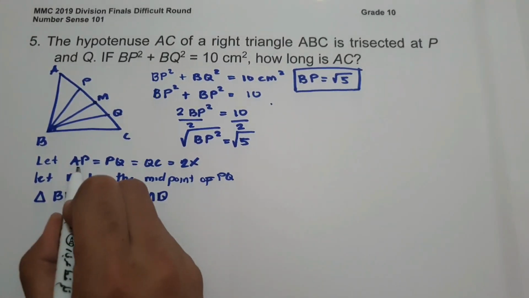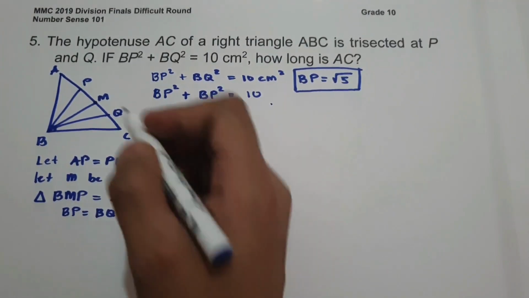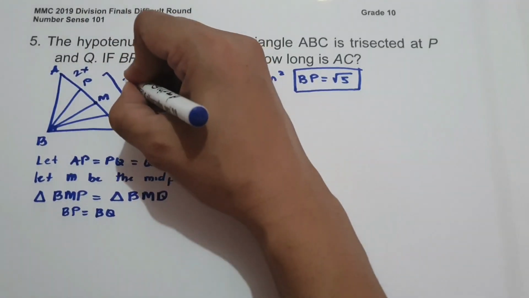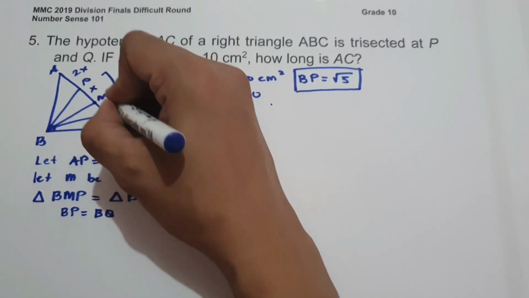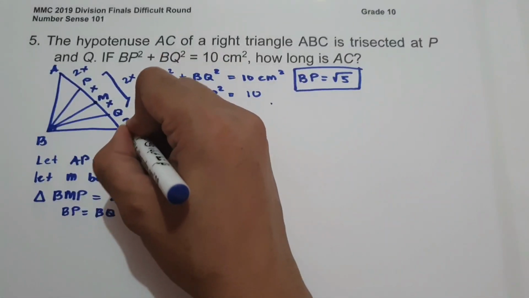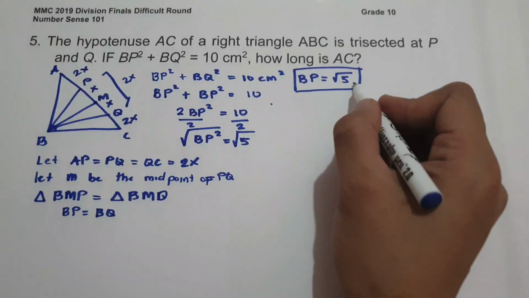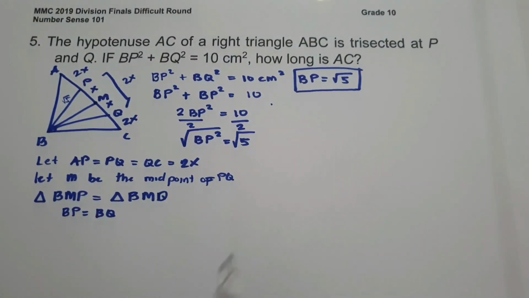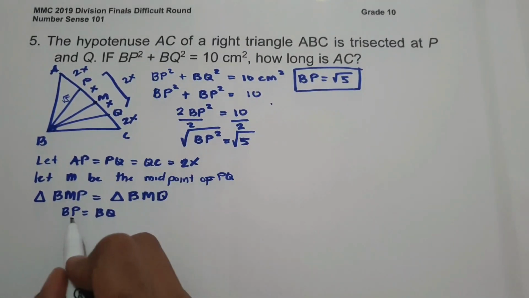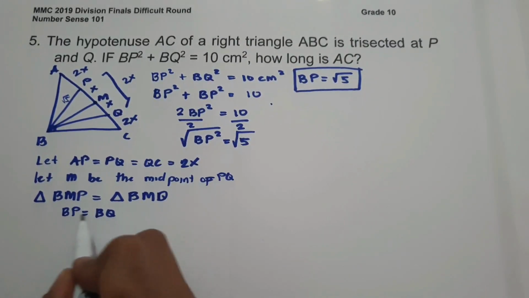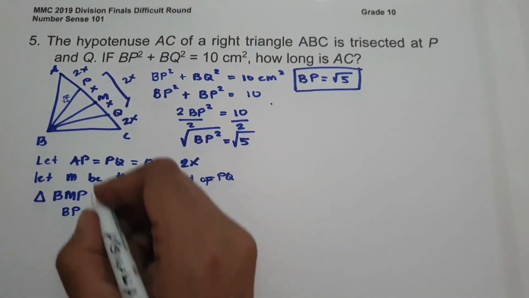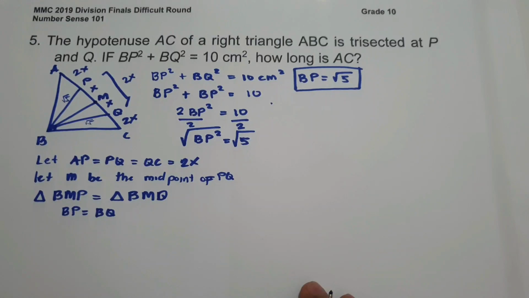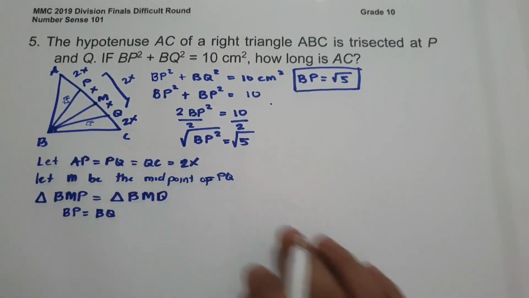Since we represent AP, PQ, and QC as 2x, this will be 2x, and this will be 2x. So that means this one is x, and QC is also 2x. At the same time, BP is square root of 5. At the same time, BP is equal to BQ. If BP is square root of 5, then BQ is also square root of 5. So what did you notice on the given illustration?